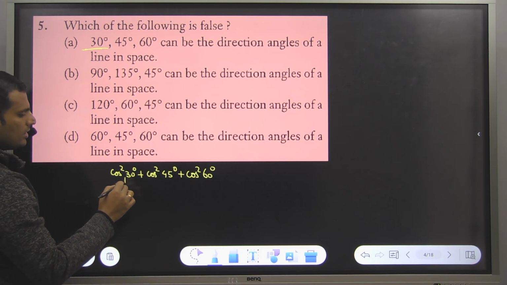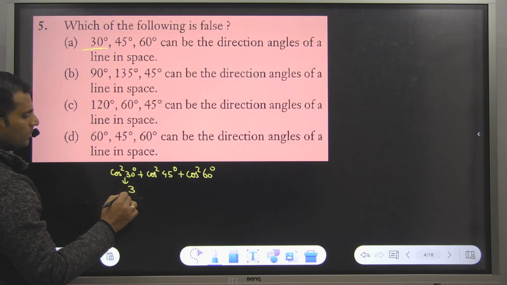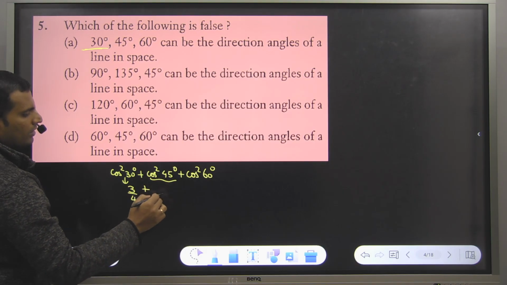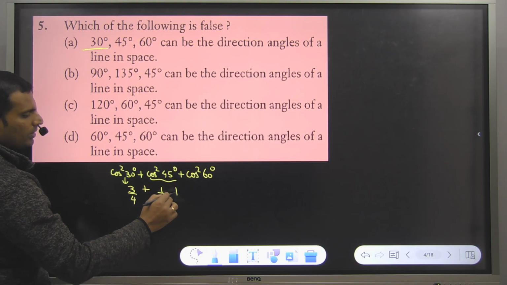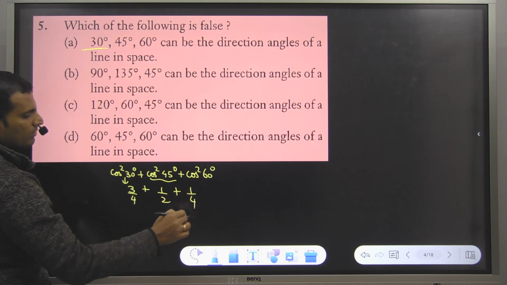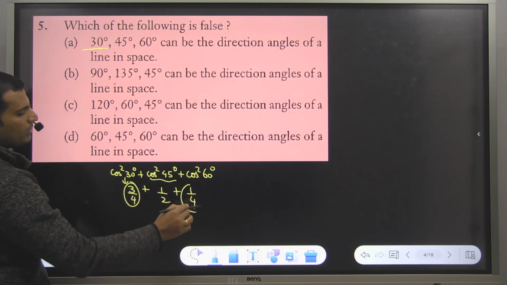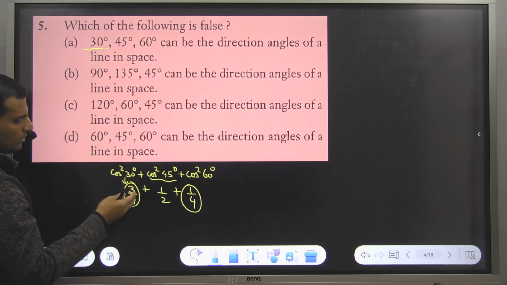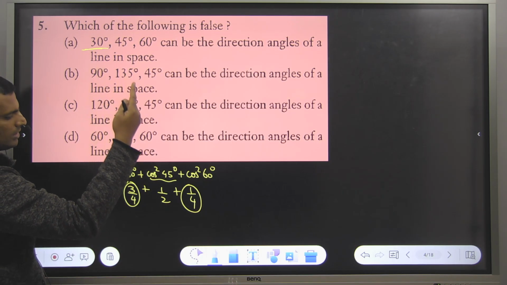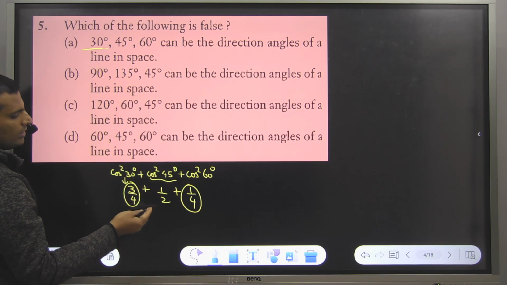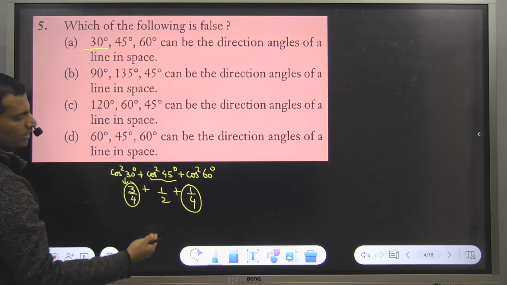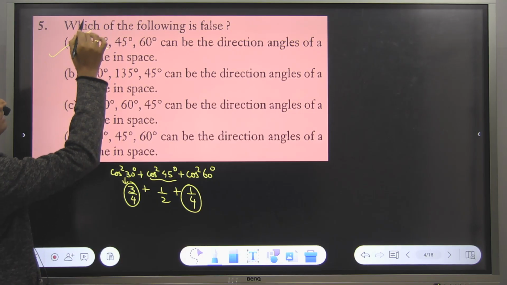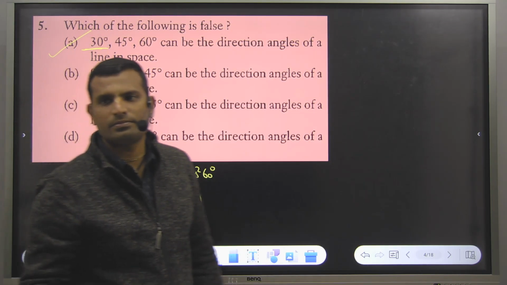How much is cos square 30? Cos 30 is root 3 by 2, so this will be 3/4, correct? And cos 45 is 1/root 2, so it will be 1/2. This will be 1/2, cos square 60 is 1/4. When you add 3/4 and 1/4, how much do you get? How much will we get? When you add 3/4 and 1/4, you get 1. Plus something, you are getting. So is it equal to 1 or more than 1? Option A, more than 1. So that is wrong, right? So this is false. Did you understand, students?